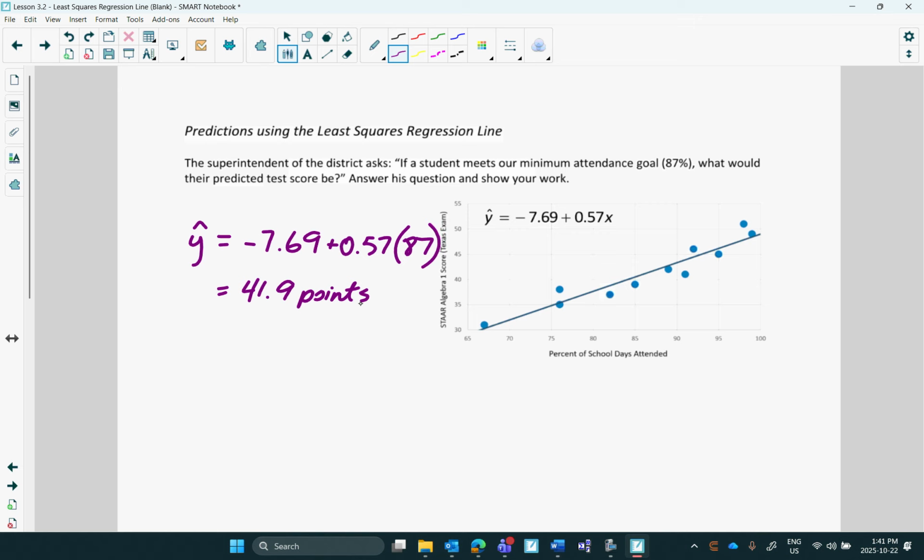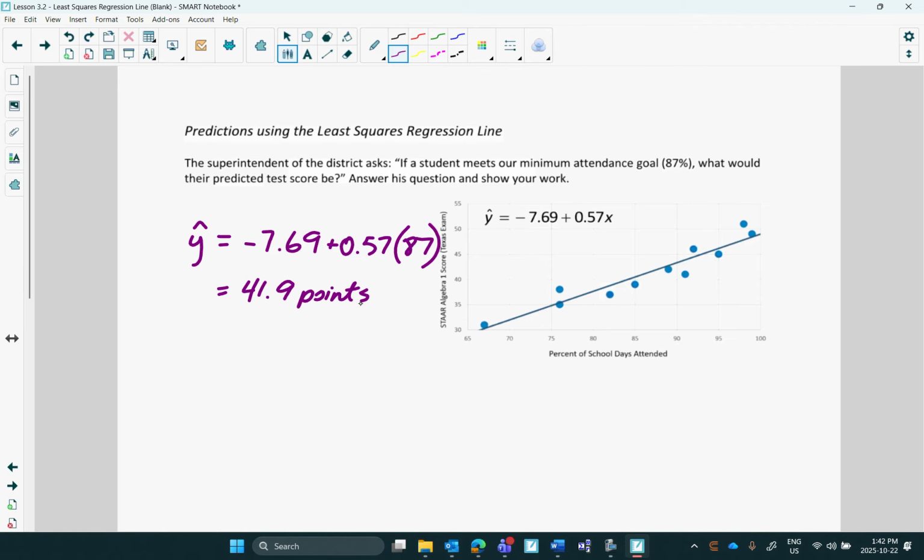Like I said, you could be given a different type of question at this. You could just say, a predicted test score was 45. What percent attendance would you expect the student to have? Predicted. Okay.